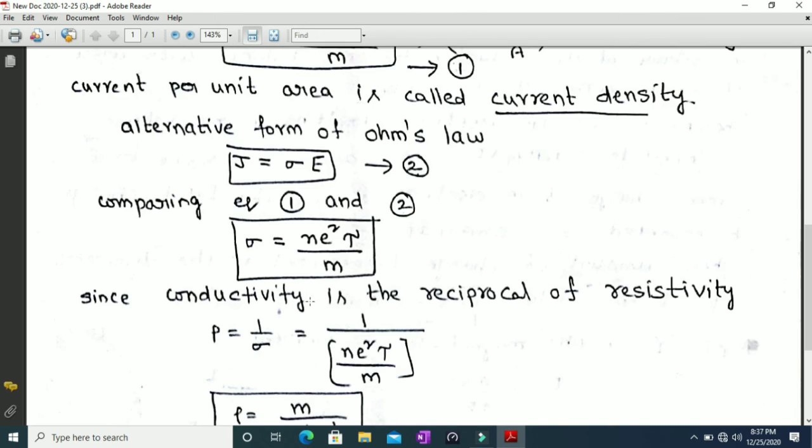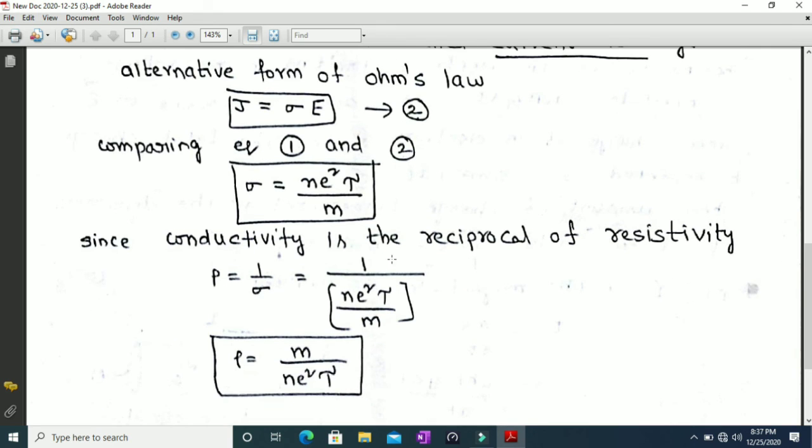Already we know that the reciprocal of the conductivity is the resistivity. Now rho, the resistivity, is equal to 1 by sigma, where sigma is the conductivity. Already we got the expression n e square tau by m. If you reciprocate, the resistivity expression is m by n e square tau. This is the expression for resistivity of the conductor.